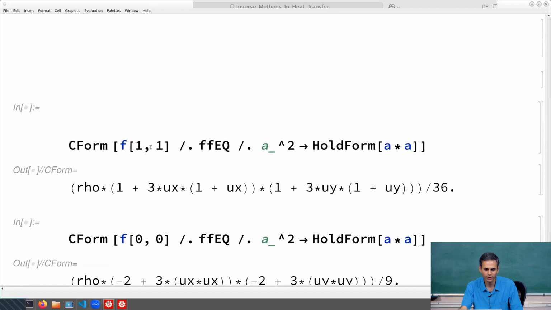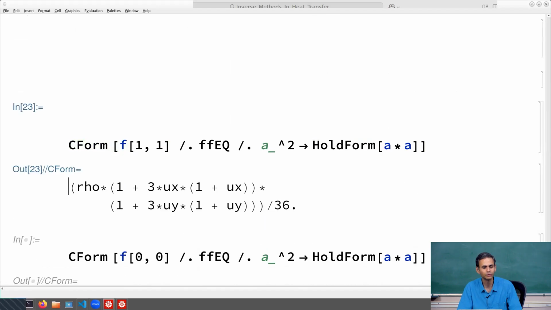So we're going to essentially ask Mathematica to write, for example, f11 equilibrium is what I want to write. Then I'm going to substitute for f equilibrium, and wherever there is a square term, I'm not going to convert that to a square, rather leave it as a times a, okay. And then if I write that, it basically gives me what is f11. f11 is your rho times 1 plus 3 times ux of 1 plus ux, and then you have 1 plus 3 times uy of 1 plus uy divided by 36, okay.